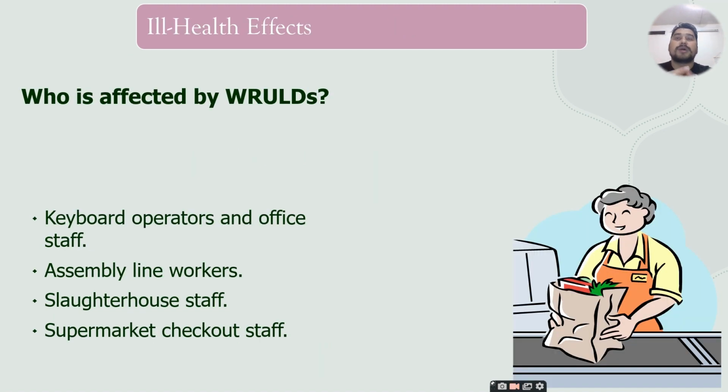Who is affected by work-related upper limb disorders? Mainly, these are the people at higher risk. For example, keyboard operators and office staff. Whoever is operating keyboards every day in their day-to-day tasks, and office staff, because they have to use the keyboards and work with the system also. So they are at higher risk.